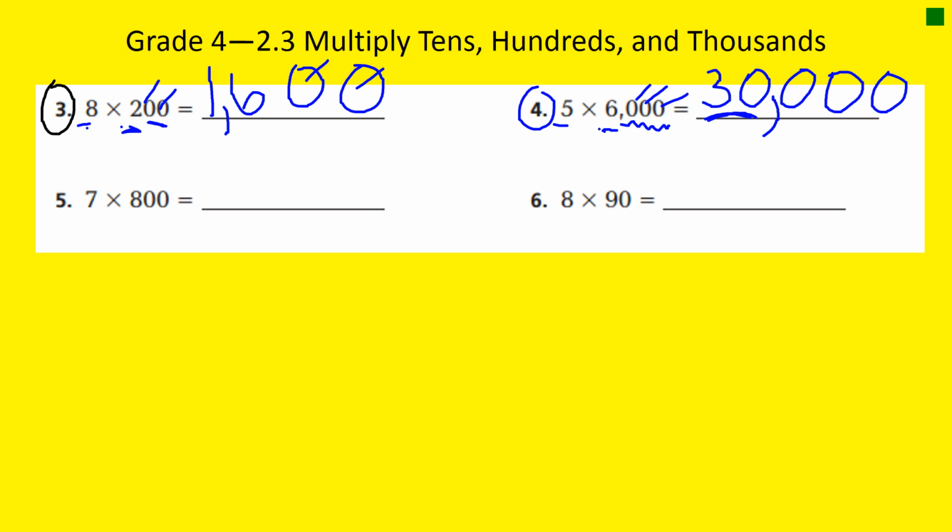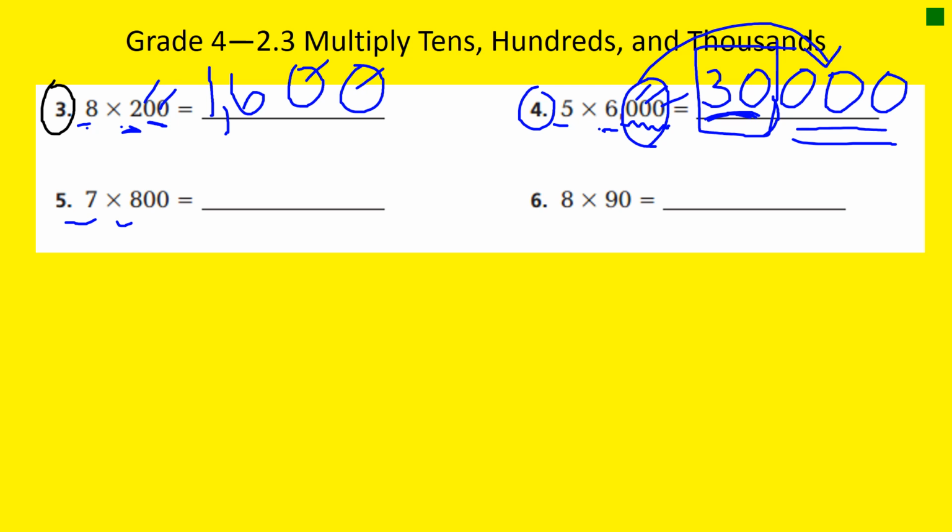Remember, the basic fact this time has a 0 in it. So there's the product of our basic fact, and there are our 3 zeros. Okay? All right, number 5. 7 times 800. I'm thinking about the basic fact, 7 times 8.